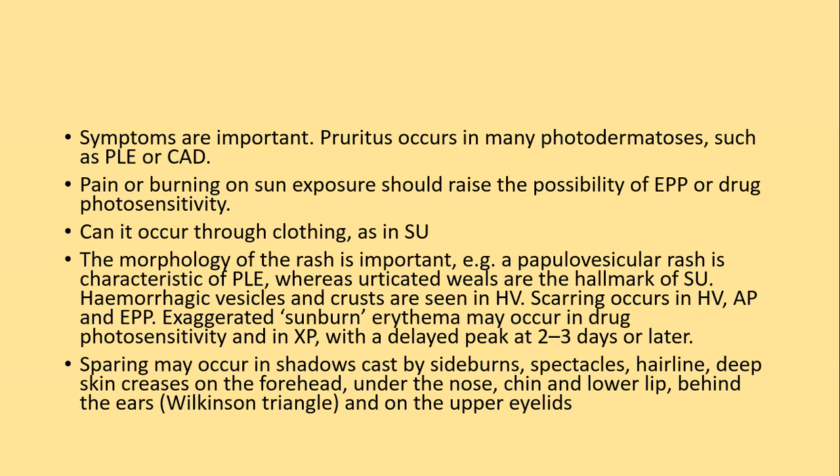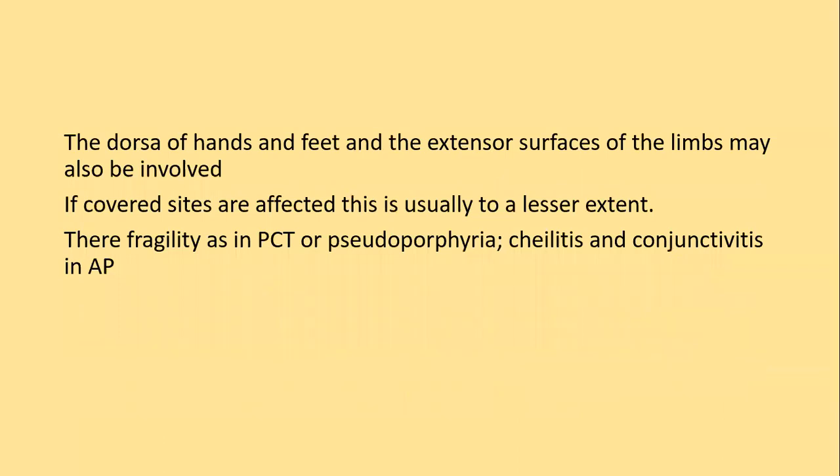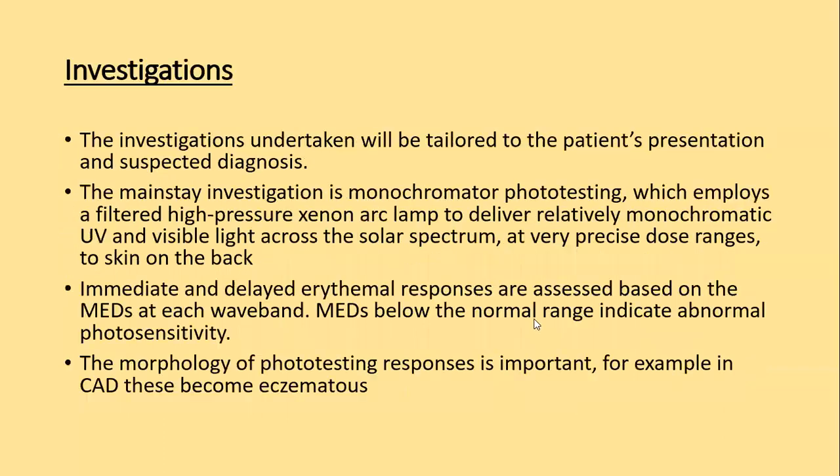Sparing may occur in shadows cast by sideburns, spectacles, hairline, deep skin creases on the forehead, under the nose, chin, lower lip, behind the ears, Wilkinson triangle, and on the upper eyelids. So these are the areas of sparing. Dorsa of hands and feet and extensive surfaces of limbs may also be involved. If covered sites are affected, this is usually to a lesser extent. There is fragility as seen in porphyria cutanea tarda or pseudoporphyria. Cheilitis and conjunctivitis are seen in actinic prurigo.